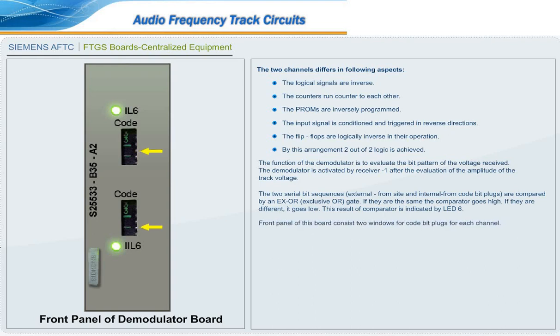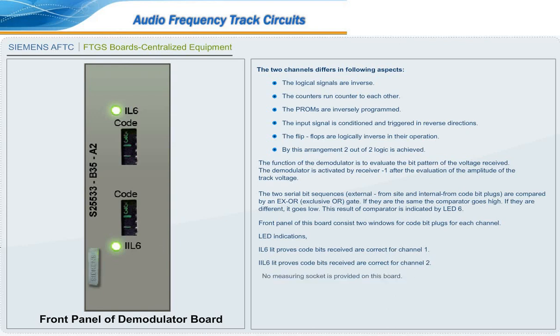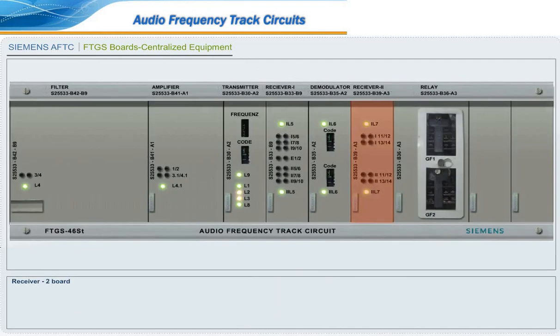Front panel of this board consists of 2 windows for code bit plugs for each channel. LED indications: 1L6 lit proves code bits received are correct for channel 1. 2L6 lit proves code bits received are correct for channel 2. No measuring socket is provided on this board.